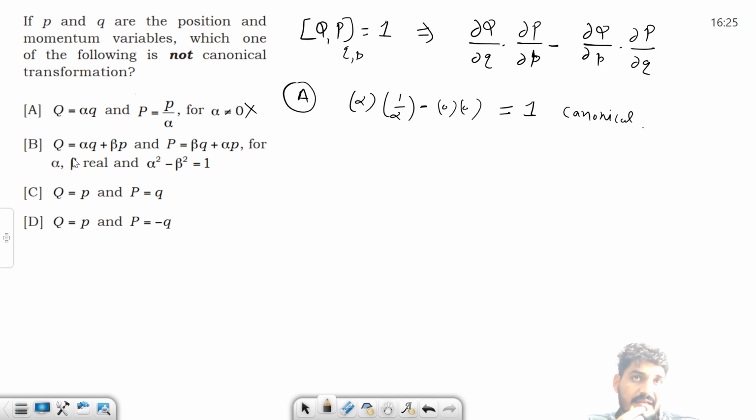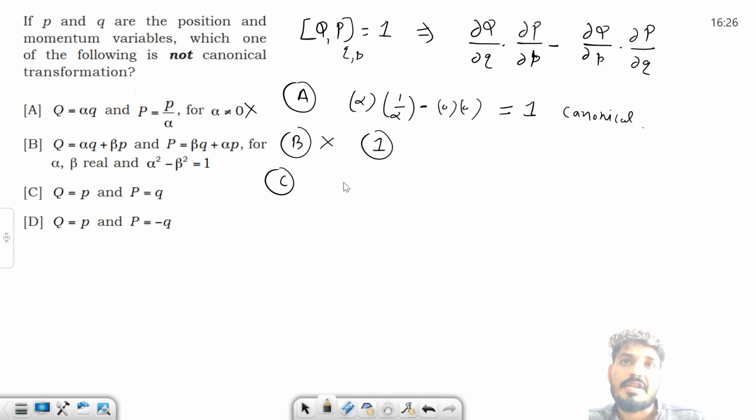Check the second one. Fine. B को check करिए, देखिए. Again you can do the same thing. So since I already did this one, you will find out that this is also canonical transformation. So you will get the 1 in this case as well. Fine. Now let's check this third one. C.